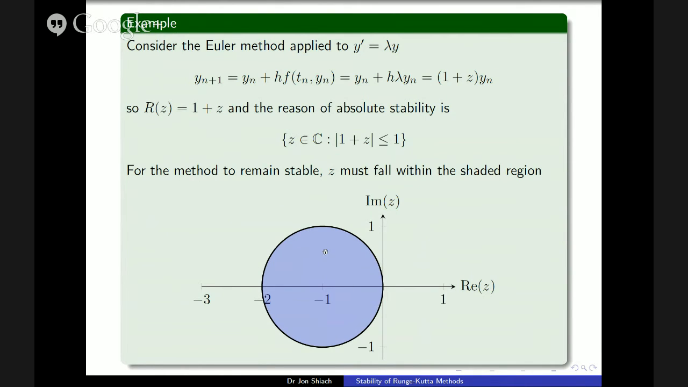For example, let's say that my z was minus 1 on the real number line and 0 on the imaginary number line. That would coincide to this part here, and therefore we would have it stable. If I had z over here, let's say z was minus 3, this is outside the region of stability, so therefore it would be unstable. So that's my region of absolute stability. R(z), or the modulus of R(z), has to be less than or equal to 1.